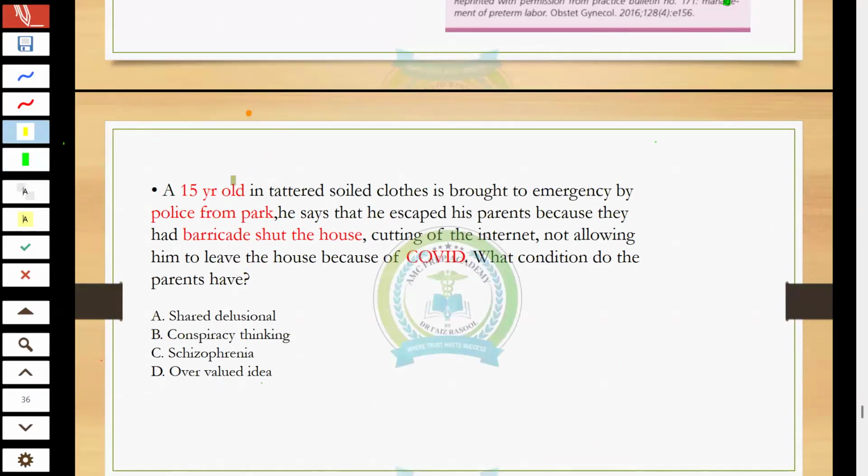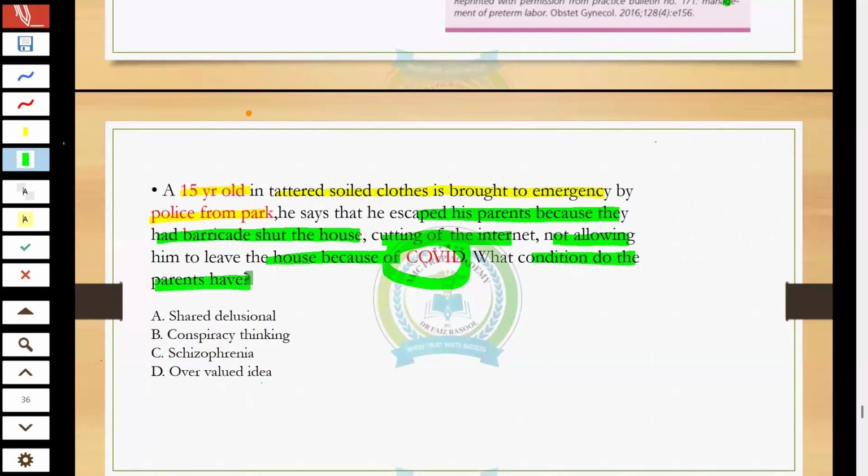Okay. A 15-year-old in tattered, soiled clothes is brought to the emergency by police from a park. He says that he escaped from his parents because they had barricaded the house, cutting off the internet, not allowing him to leave the house because of COVID. What condition do the parents have? Option A, shared delusion. Option B, conspiracy thinking. Option C, schizophrenia. Option D, overvalued idea.